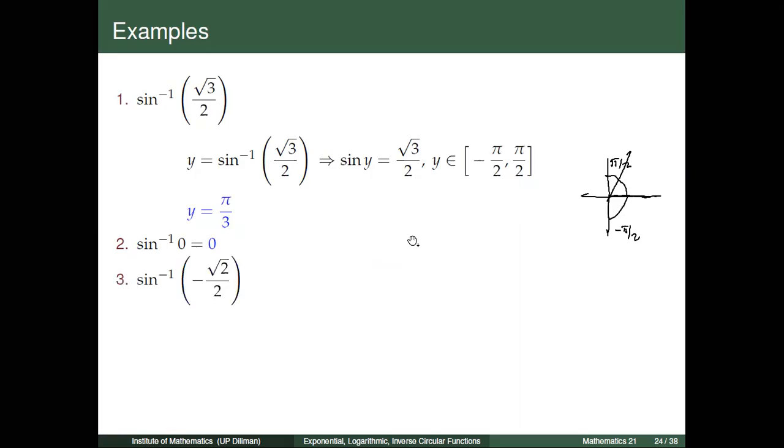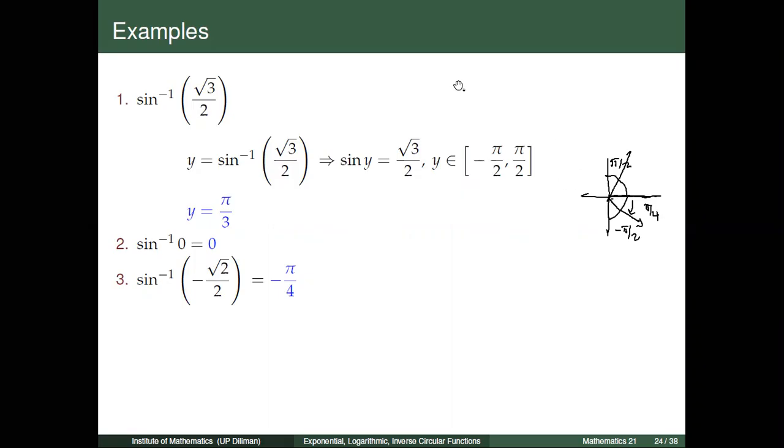Next, what about the inverse sine of negative square root of 2 over 2? Okay, we're looking for an angle in negative pi over 2 to pi over 2 whose sine is negative square root of 2 over 2. So because the sine value is negative, it must lie in quadrant 4. And since the value is negative square root of 2 over 2, then this reference angle must be pi over 4. This angle then, which should lie between negative pi over 2 and 0, is negative pi over 4.